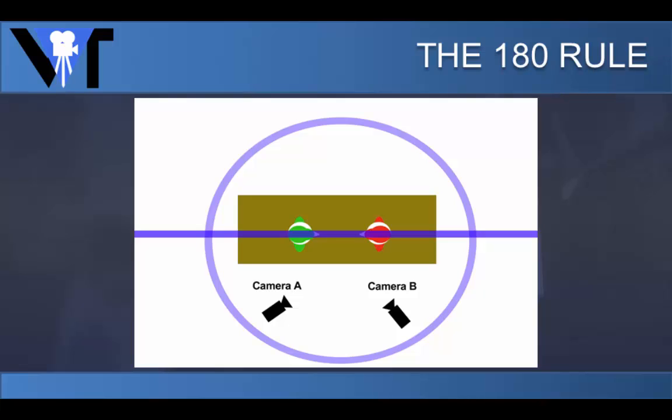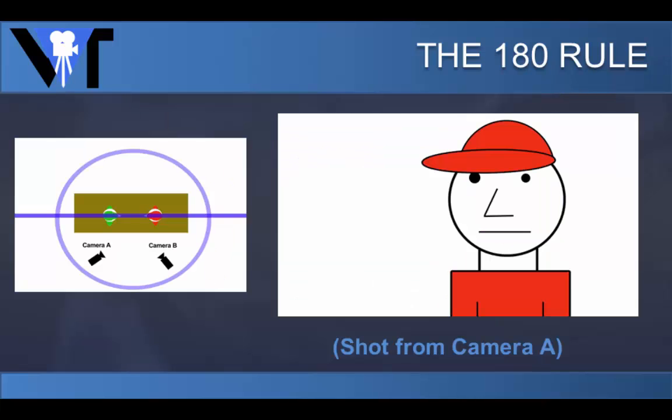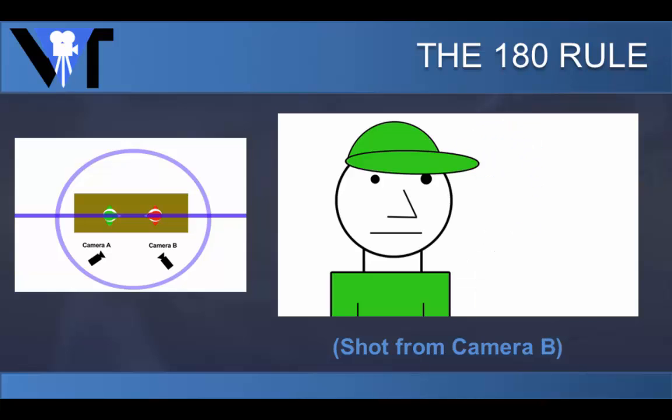When dealing with multiple cameras shooting a scene, we have to consider what our shots are going to look like in post-production. We can see that as long as both of our shots are on the same side of the 180 line, they will make sense when we cut between them. Here's the shot from camera A. You can see Mr. Red having a conversation facing toward the left of our shot. And from camera B, you can see Mr. Green having a conversation facing toward the right of our shot.